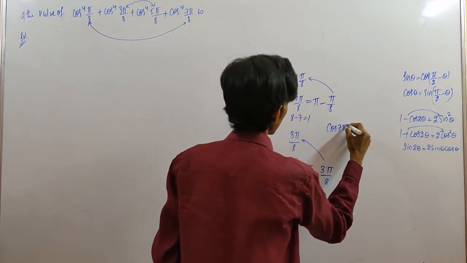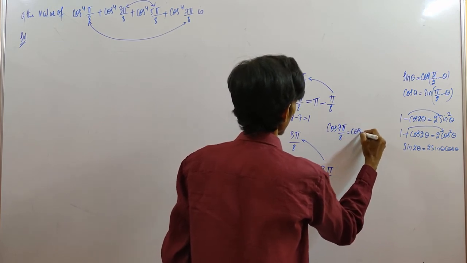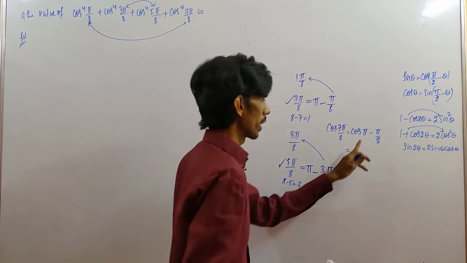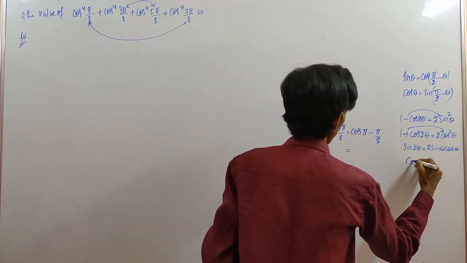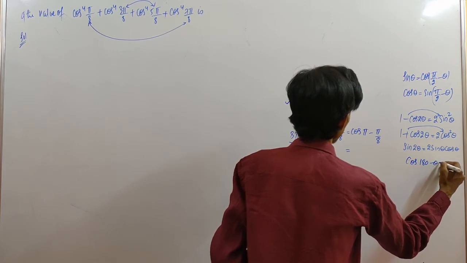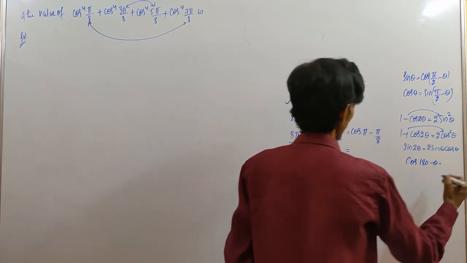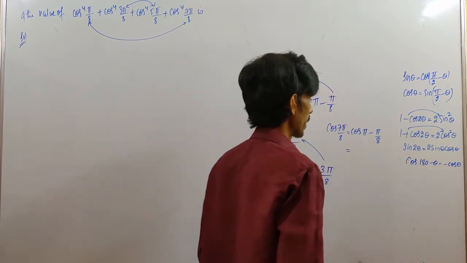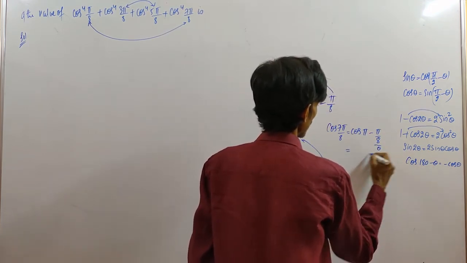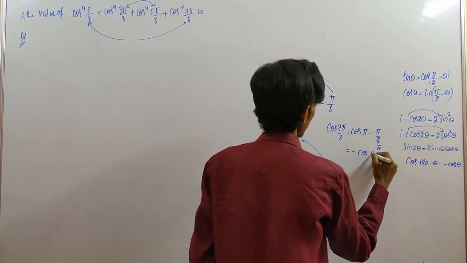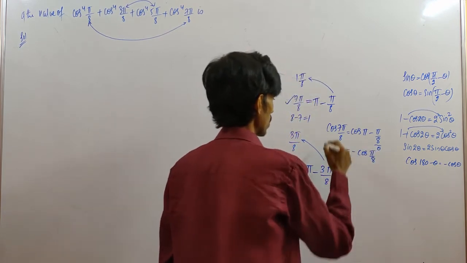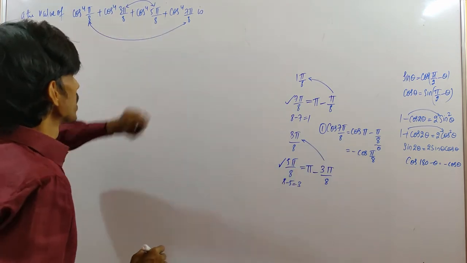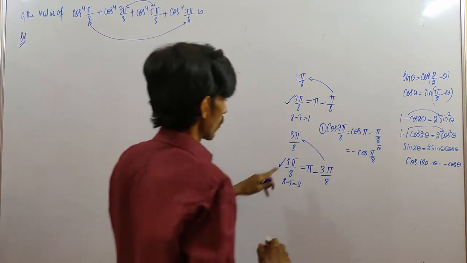Cos 7 pi by 8 is equal to cos(pi minus pi by 8). This is 180 minus theta. Cos(180 minus theta) is minus cos theta. So this will become minus cos pi by 8. So we got the cos 7 pi by 8 value. Similarly, get the value of 5 pi by 8.